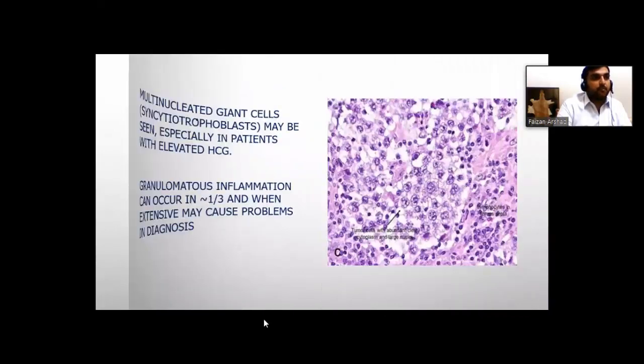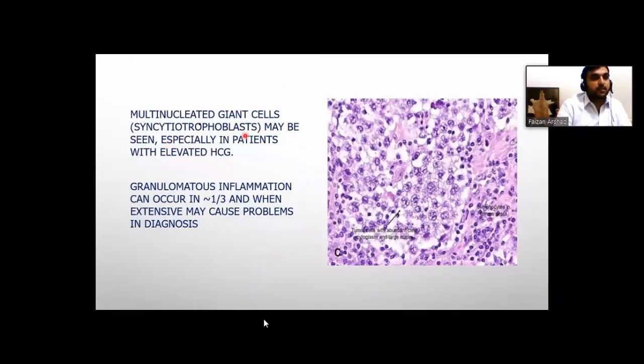Multinucleated giant cells may be seen, especially in patients with elevated HCG. Granulomatous inflammation can occur in one third, and when extensive may cause problems in diagnosis. Why is it so? Maybe, as I understood, it is related to TB itself. You can see the giant cells here.